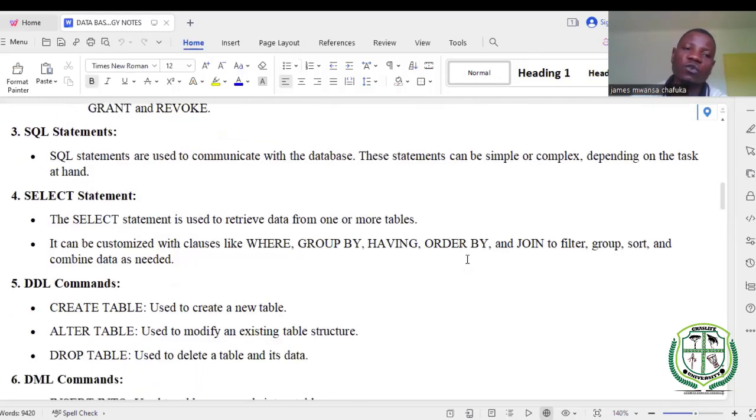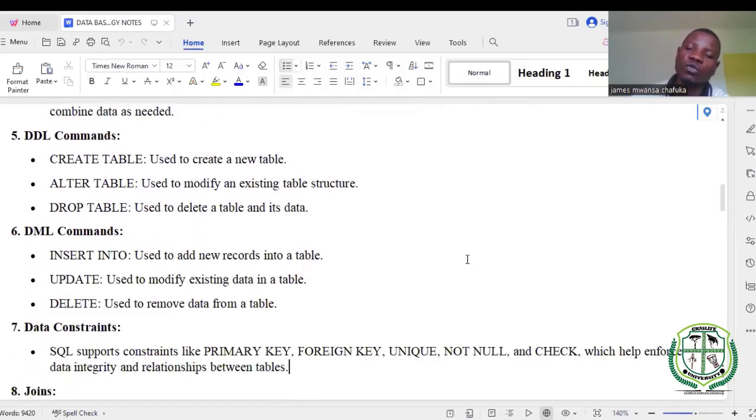Apart from that, we also have the other command, which is DDL, data definition language. Under data definition language, here we focus on create table, which is used to create new tables. So if you want to create new tables, you engage a command under data definition language, which is create table.